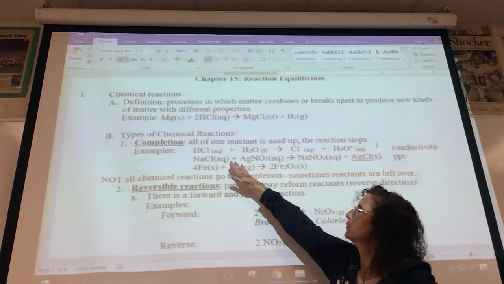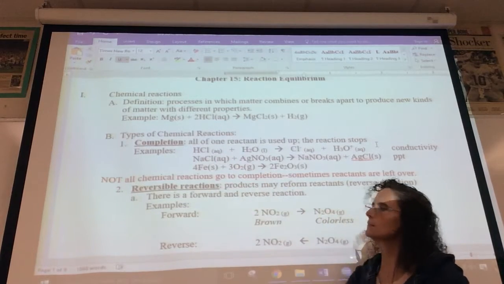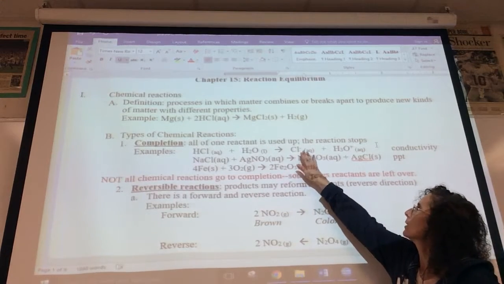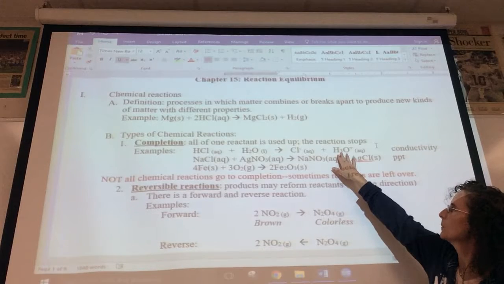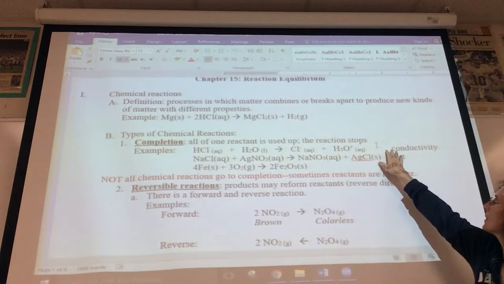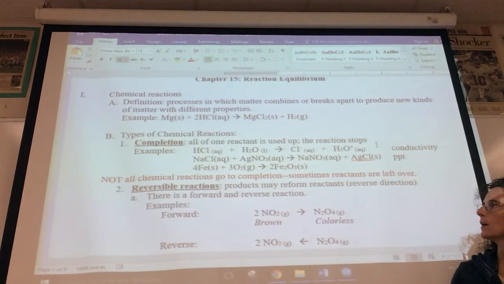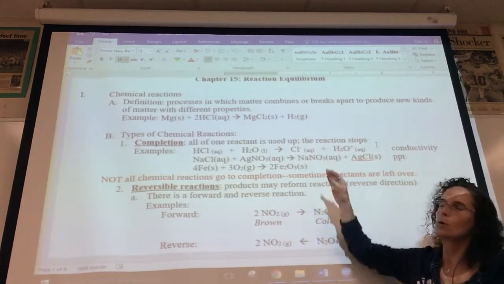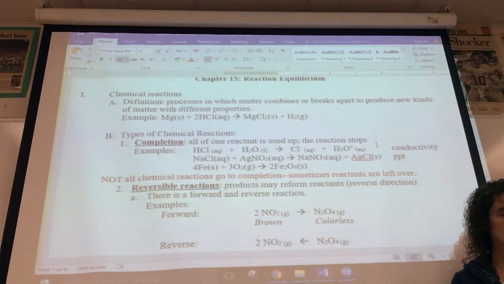For example, if you have hydrochloric acid and you dilute it with water, you'll generate chloride ion and hydronium ion, and you can measure this by conductivity. The solution conducts electricity, indicating that you have ions that are free to roam.